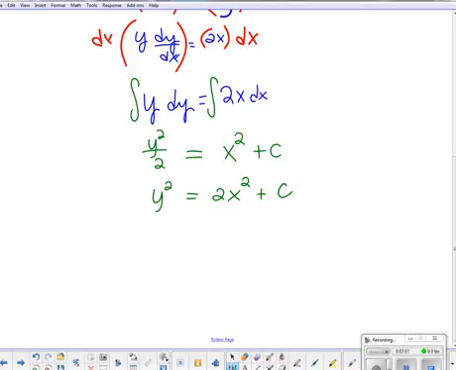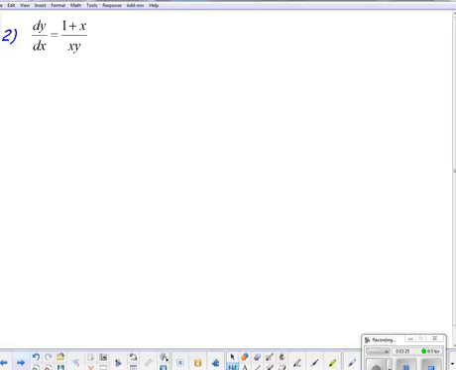And finally, if I want to get very explicit, I could say y is equal to either the positive or the negative case of the square root of 2x squared plus c. If I had an initial point given to me, I would be able to determine whether I'm talking about the positive square root equation or the negative square root equation. So, separable differential equations, really not too hard to handle. A nice straightforward one. Number 2, maybe a slight bit more difficult.